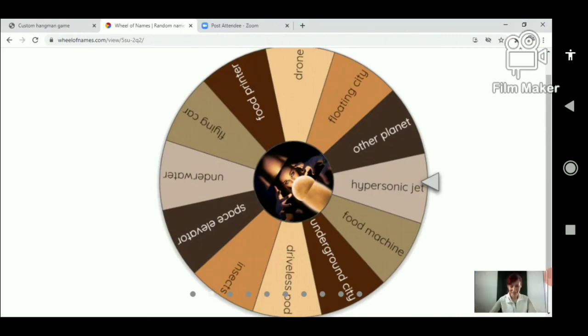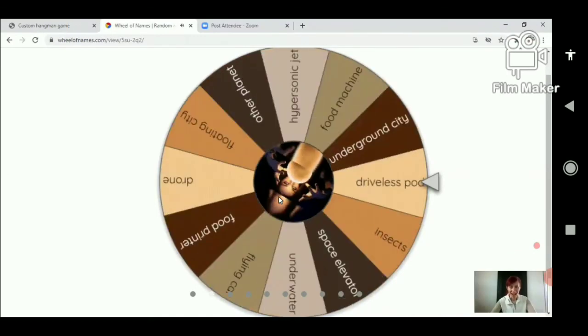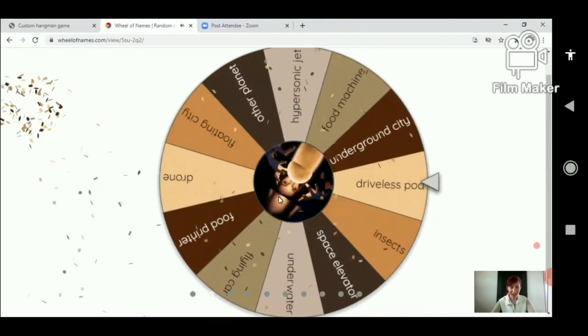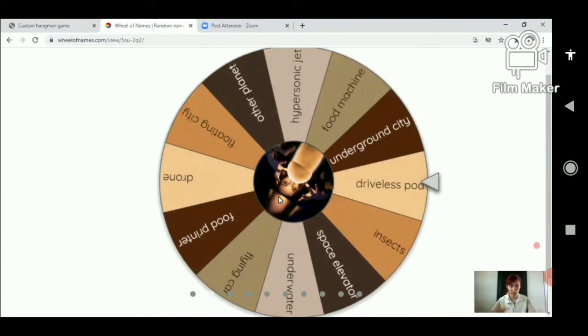Future teller, please tell me about my future. Another person who is going to drive around in a driverless pod. Is it okay for you? Yeah, it's okay. Okay, perfect. Who is next? Maybe Teacher Sachin can choose this time. Yes, I'm going to ask Yukta from India.